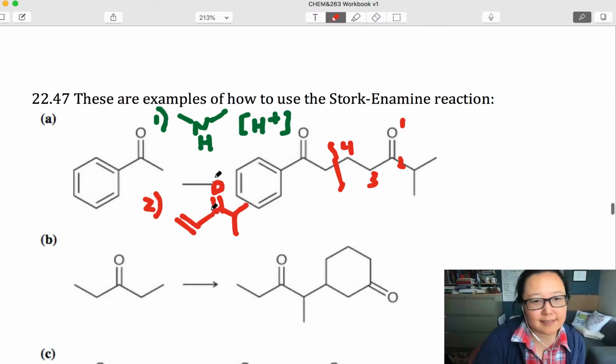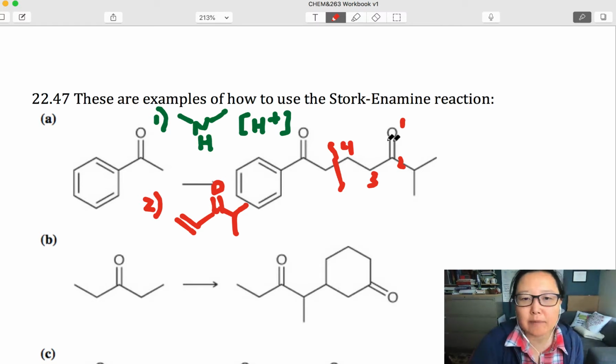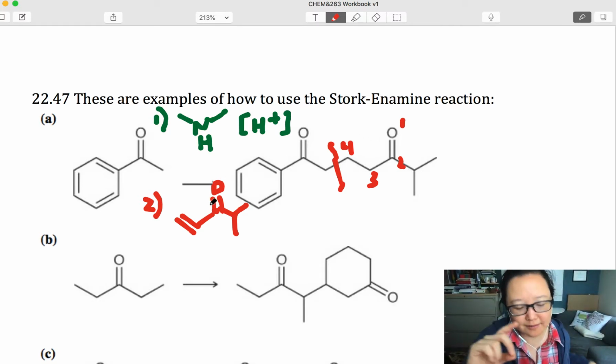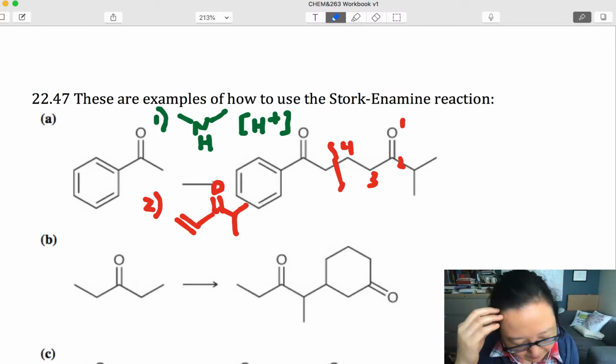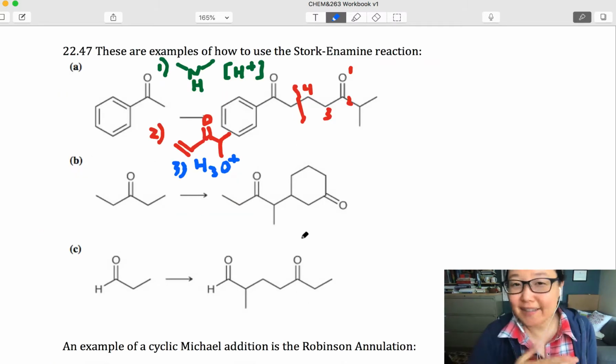So now it looks like a Michael acceptor. And it's a conjugate system. And it's going to want to attack here. So then the electrons flow this way, and then I do the tautomerization, and I get my carbonyl back. But I need to do one more thing for that to happen, which is I need an acid workup. So this is our Stork enamine reaction. So please go ahead and try these when you get a chance.